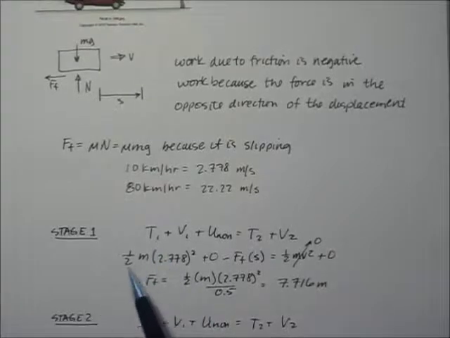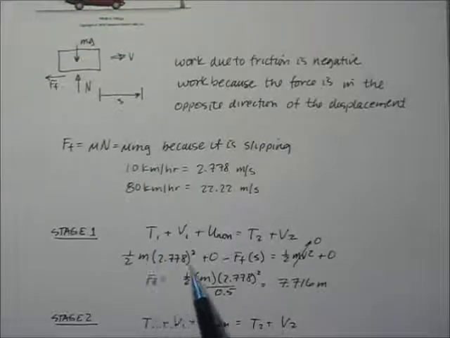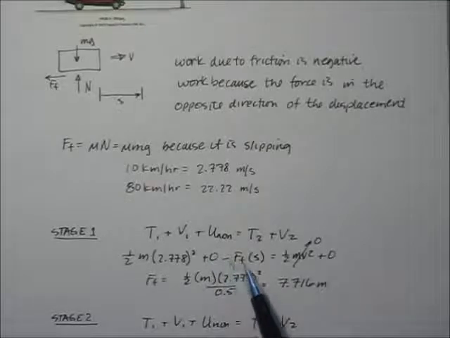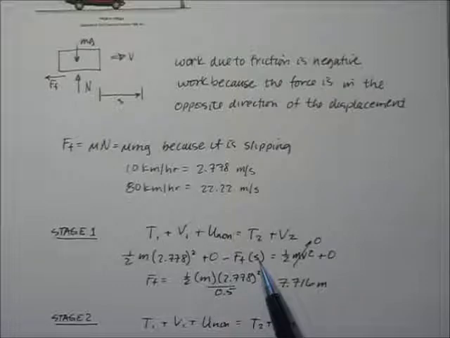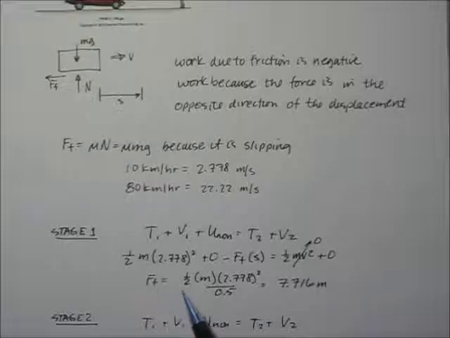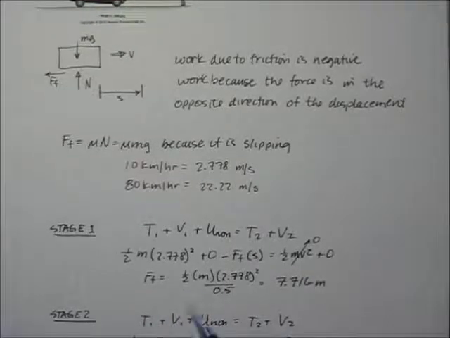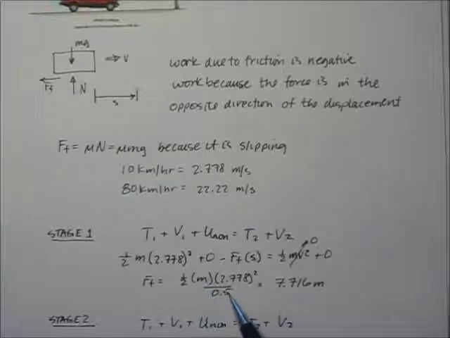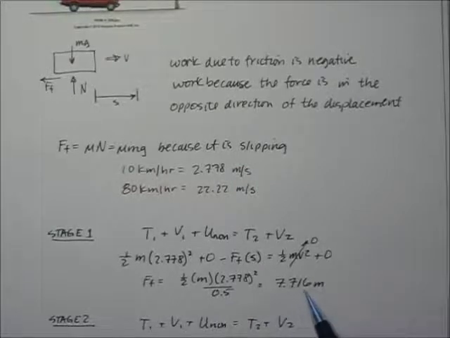So let's start with our beginning equation over here. T1 is 1/2 mv squared, so I got 1/2 the mass times the velocity of 2.778 squared, plus my beginning potential energy, which is 0, and minus friction times the distance that it moves. We're given the distance that it moves is 0.5, and again our ending condition is 0. So I can solve this for the force of friction. I don't know what my mass is, but the force of friction is equal to 1/2 m times velocity squared divided by the distance, and I can say that the force of friction is 7.716 times the mass.